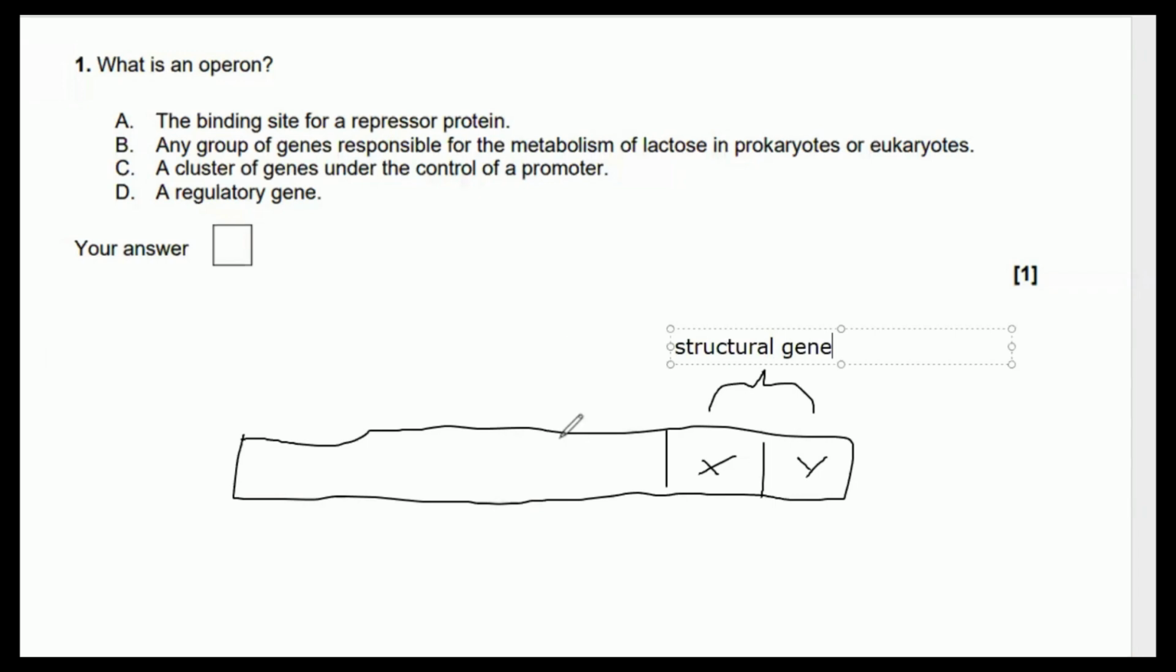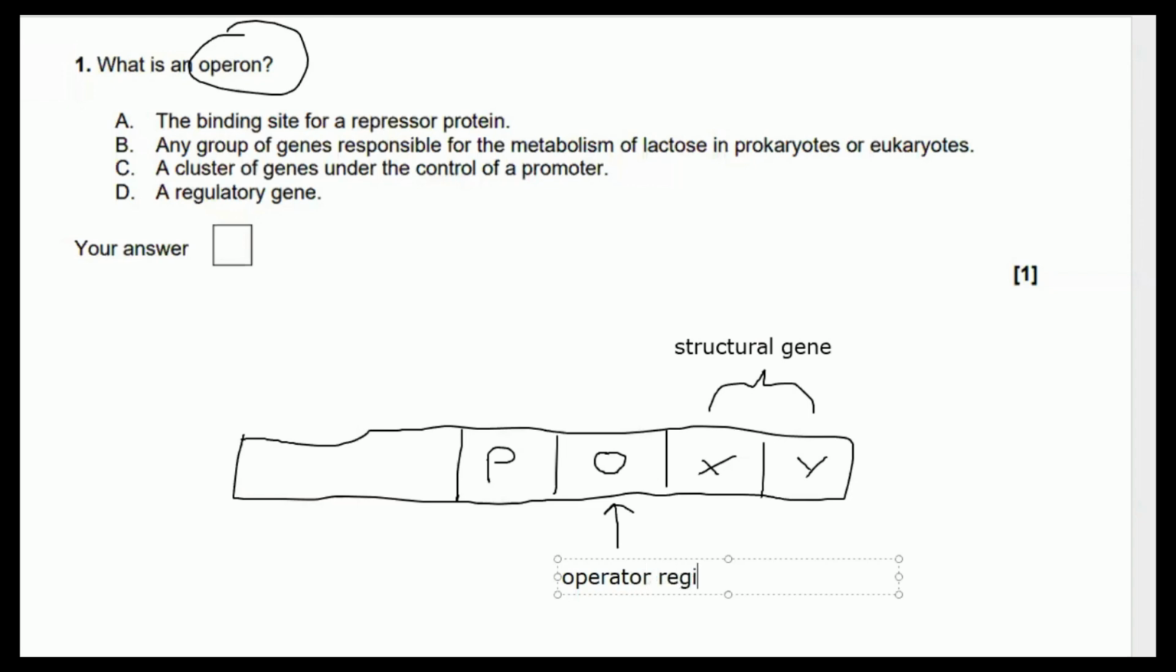Now, next to them is a gene with an O on it. And a lot of people might say, well, this is where the repressor protein binds, and that is true. So we might think that that is the operon, but it's actually not. This is known as the operator region. So this is not the operon, this is the operator, and that might screw people over. Over here is the promoter region, which is next to the operator region.